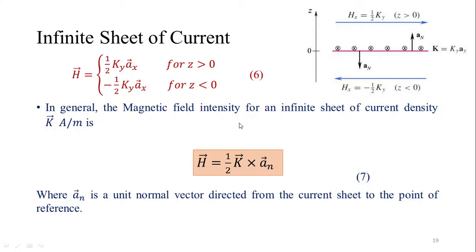In general, you can write the H vector as half of K cross a_n, where a_n is the normal vector from the surface. You may have a normal vector from the surface above the surface or below the surface, so based on that you have either K y or minus K y. Here, in general, the a_n vector is the unit normal vector directed from the current sheet to the point of reference.